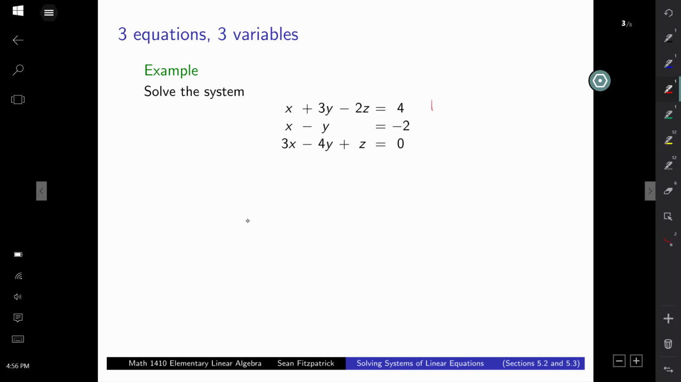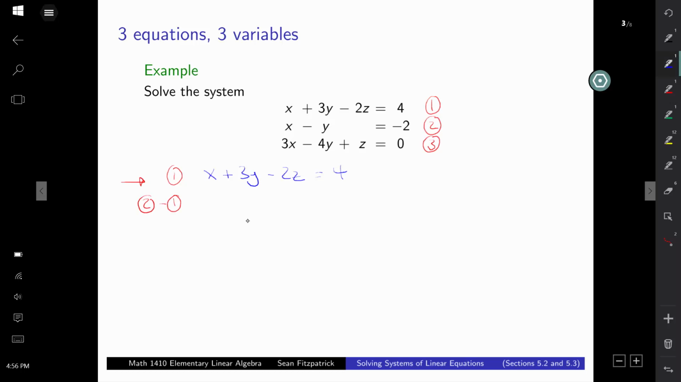Let's label these 1, 2, 3, okay? So I could do a couple of things, right? I'm going to keep 1. I'm going to transform this to a new system. So the first equation is going to stay the same: x plus 3y minus 2z equals 4. Then I'm going to take the second equation, but I'm going to subtract off the first equation.